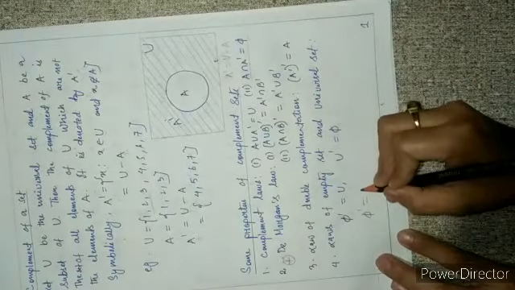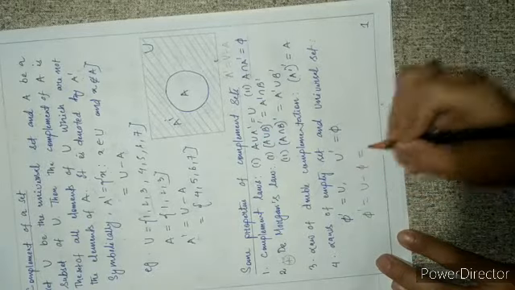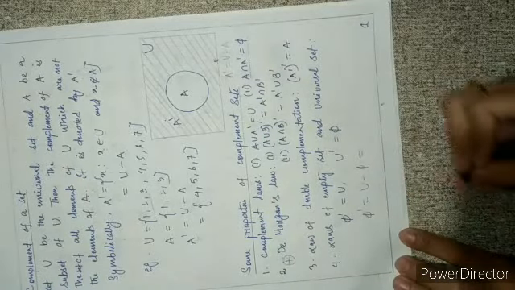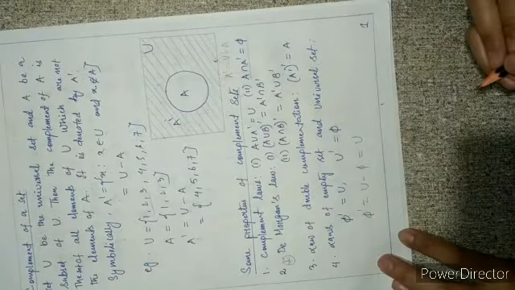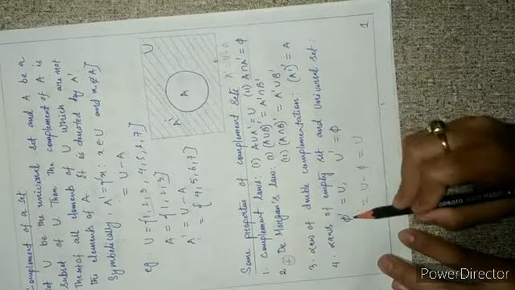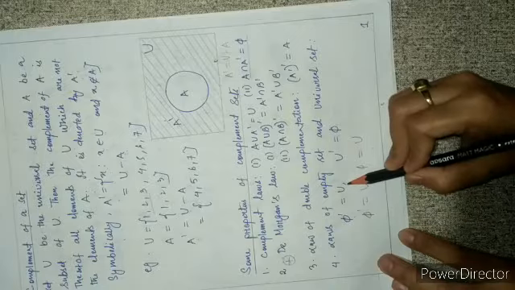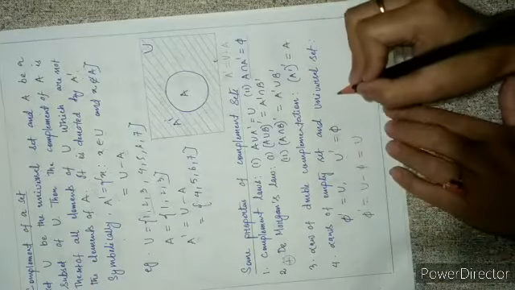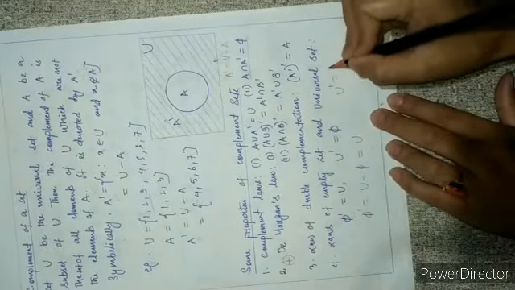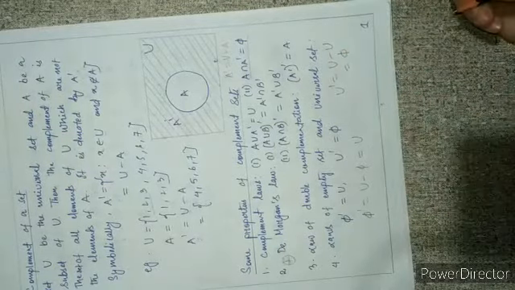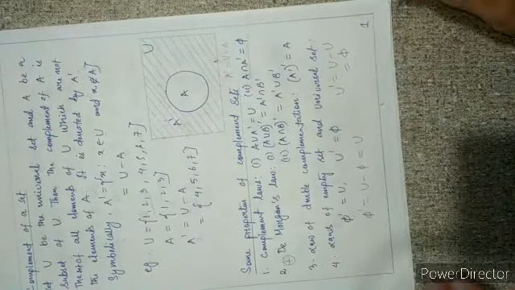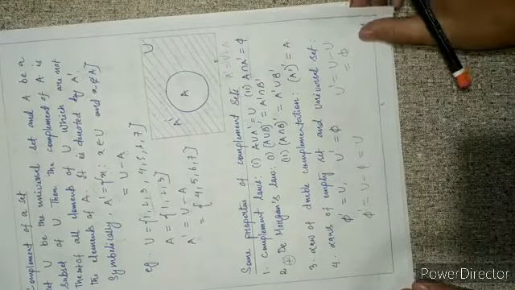Phi dash will be equal to U minus phi. Universal phi the empty set. And U minus phi will be equal to U. And so the complement of empty set is equal to universal set. And definition of U dash will be equal to U minus U. Since U minus U is equal to phi, and so complement of universal is equal to empty set.